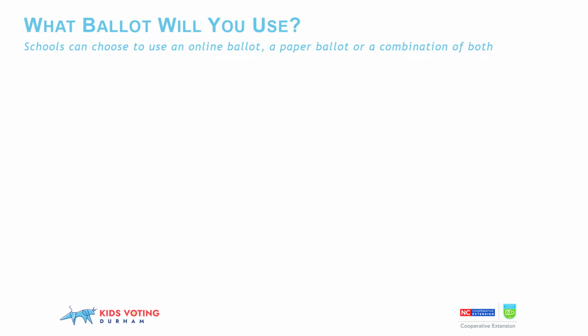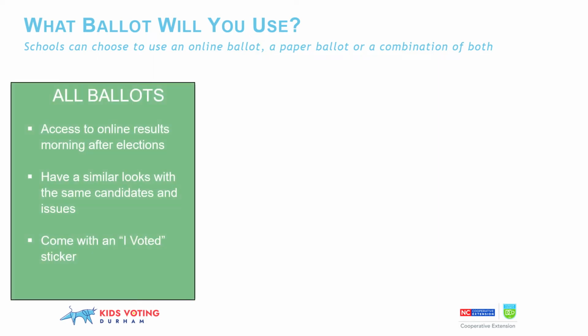The other decision that you'll make is what ballot will you use? Regardless of whether you use an online ballot, a paper ballot, or a combination of both, all ballots give you access to the online results for your school and for Kids Voting the morning after elections. Both of them have similar looks and feels with the same candidates and issues on them, and they both come with an I Voted sticker.